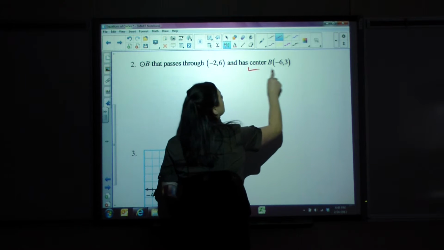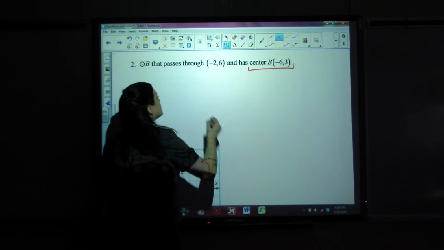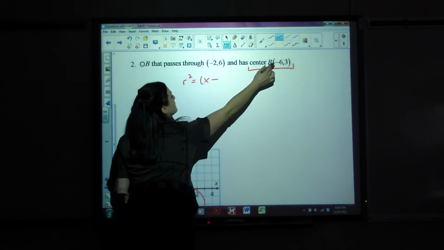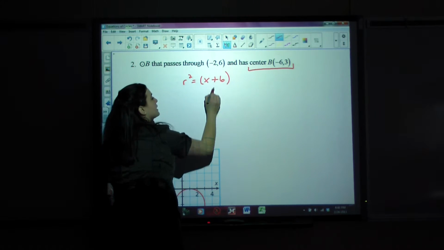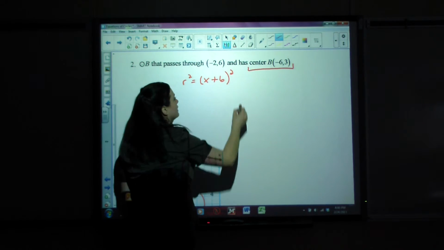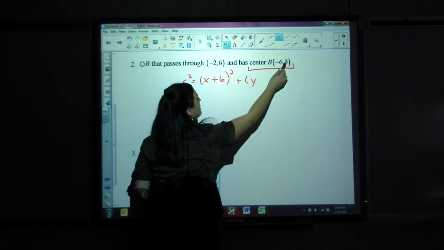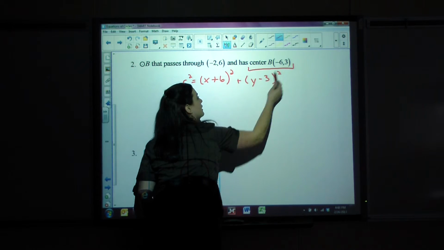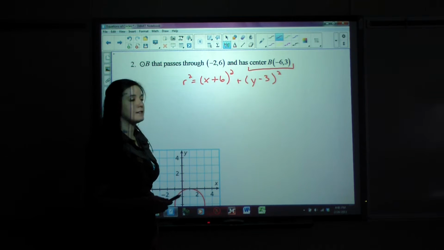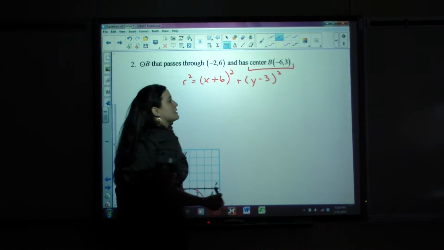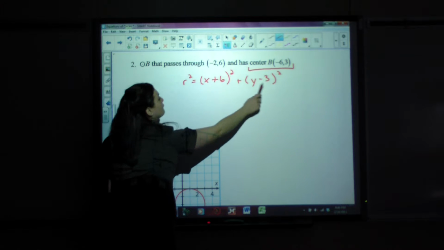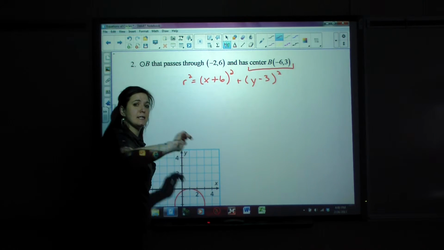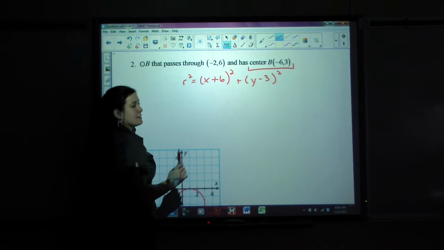Let's start with what we do know. What we do know is the center. So we know our radius squared is going to equal (x minus -6) squared plus (y minus 3) squared. If we subtract a -6, we are really adding. Notice we have the opposites in the parentheses. The opposite of -6 is +6. The opposite of +3 is -3. This is our general formula.